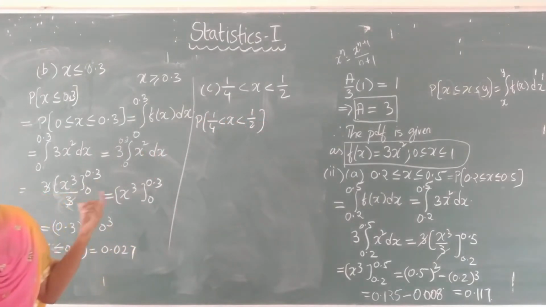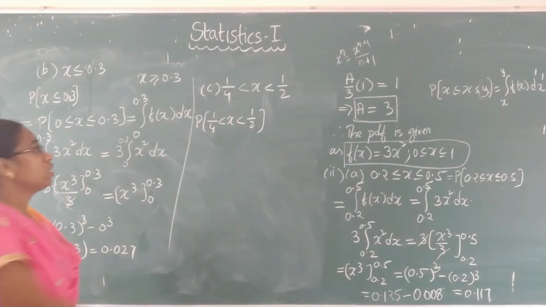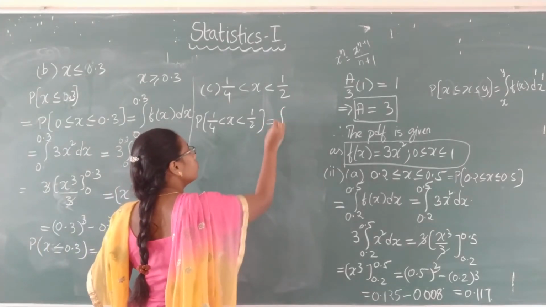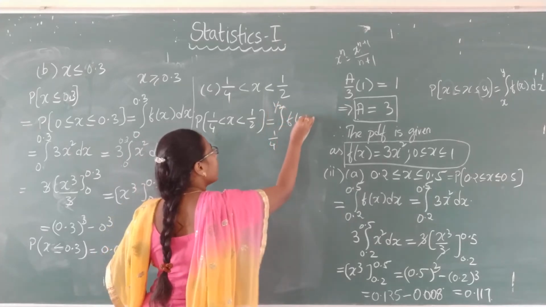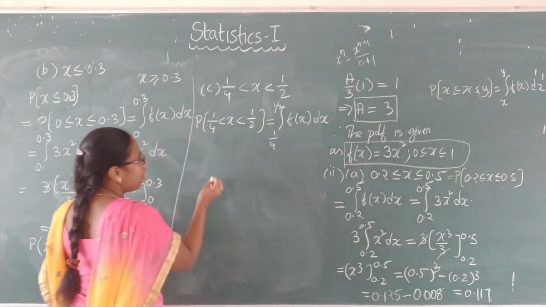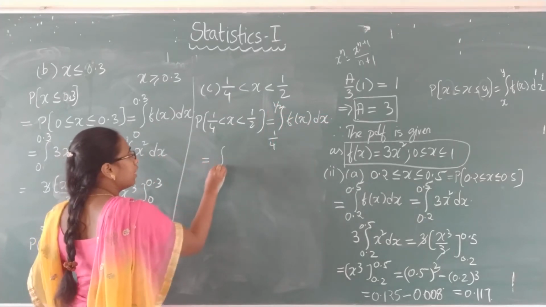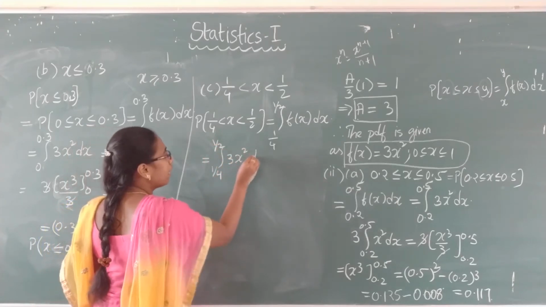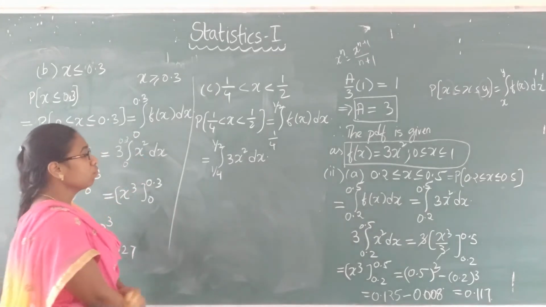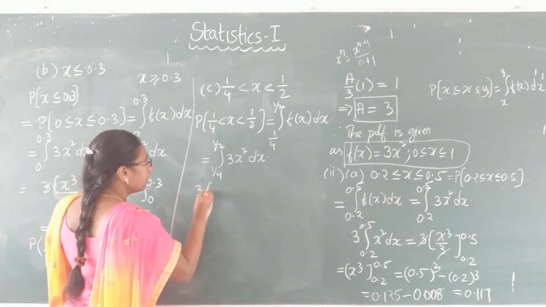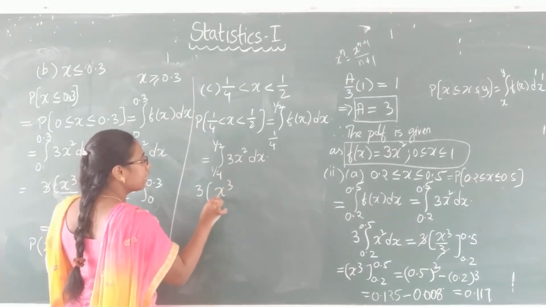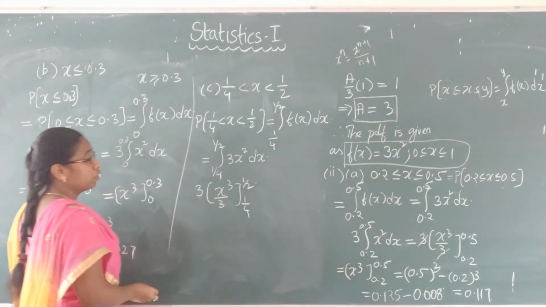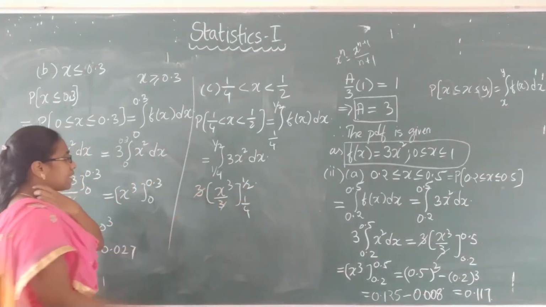So here also x lies between two different limits. So x lies between 1 by 4 and 1 by 2 is nothing but the integral from 1 by 4 to 1 by 2 of f of x dx. Substitute the f of x value, which is equal to the integral from 1 by 4 to 1 by 2 of 3 into x square dx. Now 3 is constant. Integration of x square is x cubed by 3 within the limits 1 by 4 to 1 by 2. So here also 3 and 3 get cancelled.